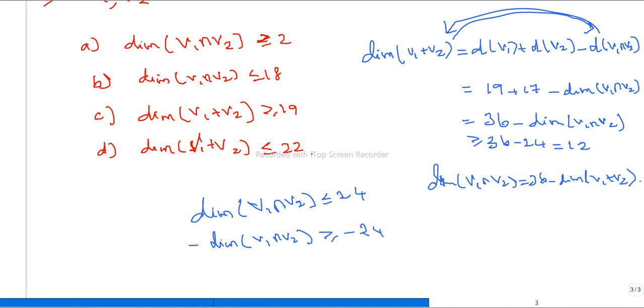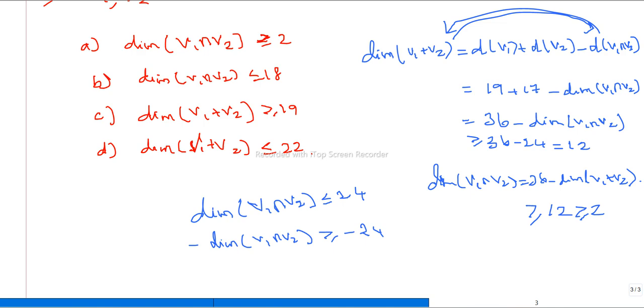Again, V1 plus V2 is a subspace of R24, so its dimension should be less than or equal to 24. Therefore this is greater than or equal to 12. 12 is also greater than or equal to 2, so we can say the first one, but what can I say about the upper bound for this one?